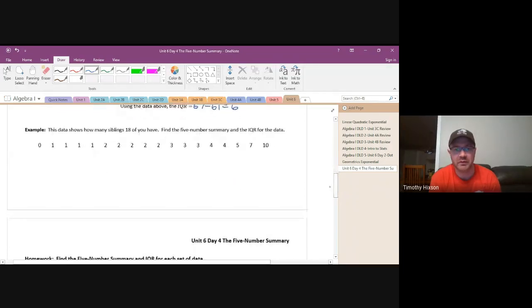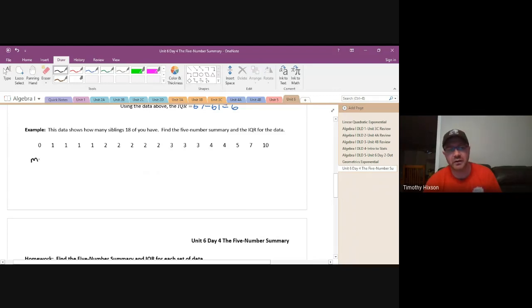We're going to find the 5-number summary and the IQR. Here I have the data that you guys gave me for how many brothers and sisters you have. So I took 18 of those values. We have an only child down here, no brothers or sisters, up to 10 siblings. So that's our spread.